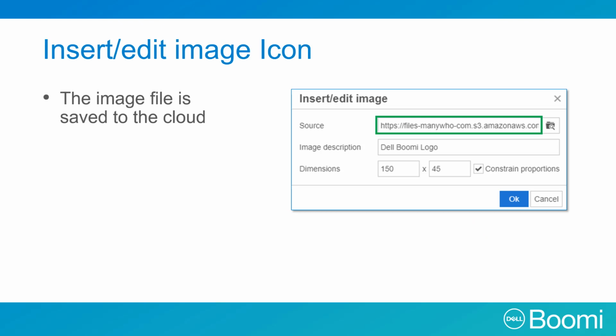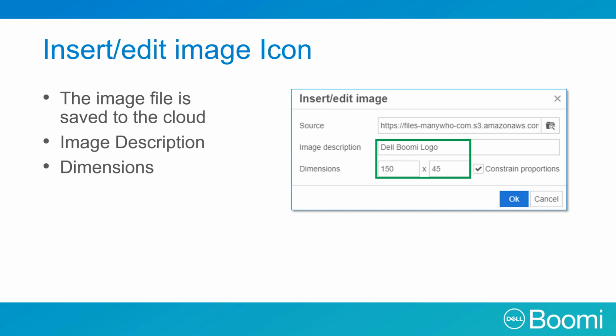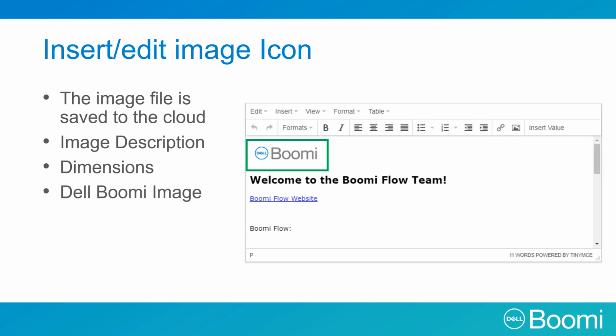the tenant. Enter a description for the image and then dimensions of the image for your app to render the image. Clicking on the blue OK button will insert the image into the step element. Here is the image now shown in the step element content editor.